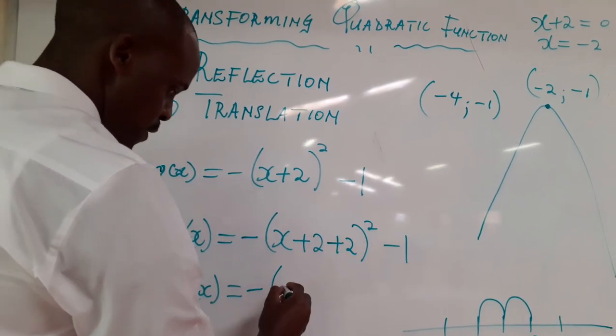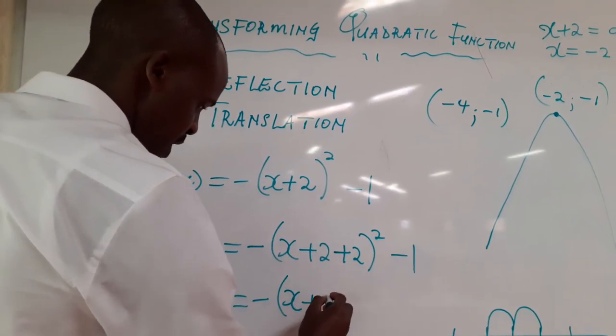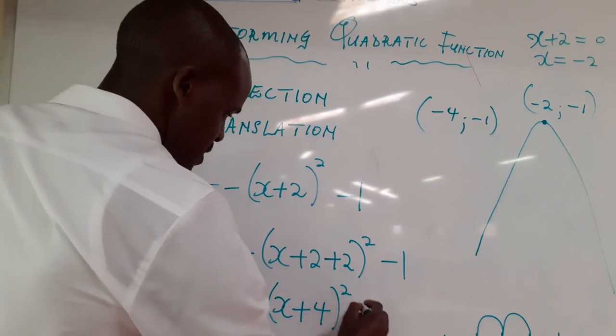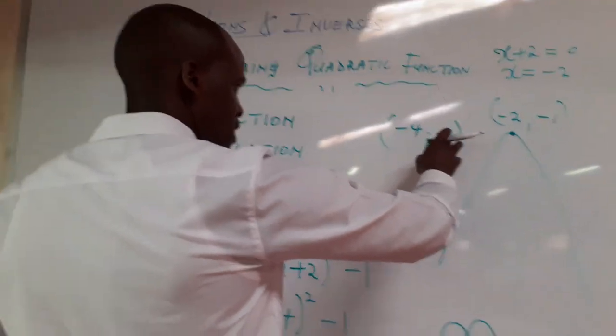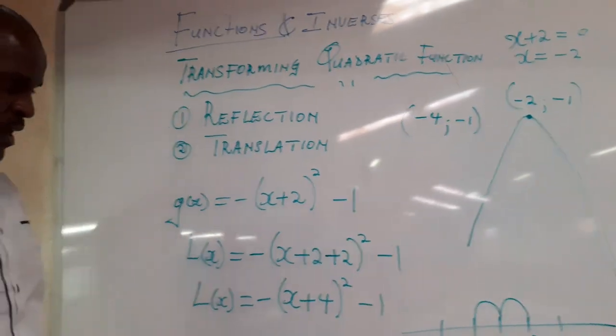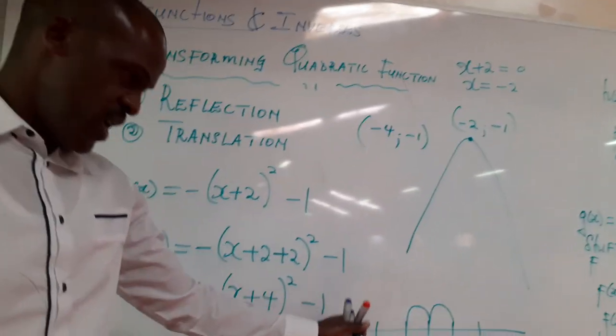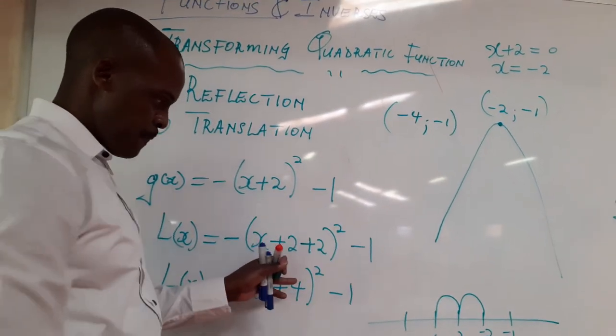2 plus 2 is 4, therefore it's x plus 4 all squared minus 1. That's the reason why you are having negative 4, negative 1. You shift 2 units to the left, you say plus.